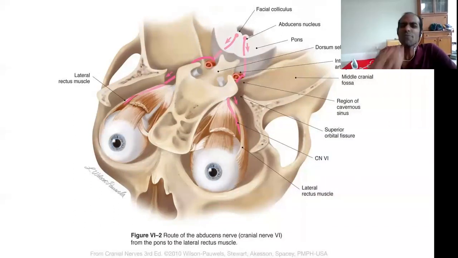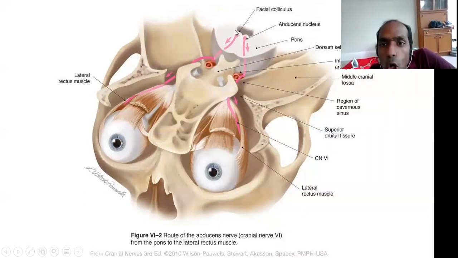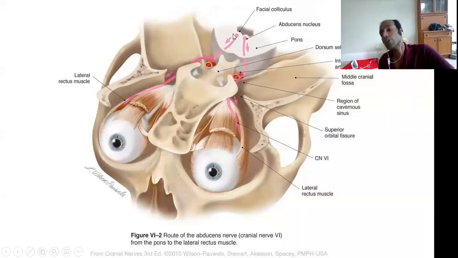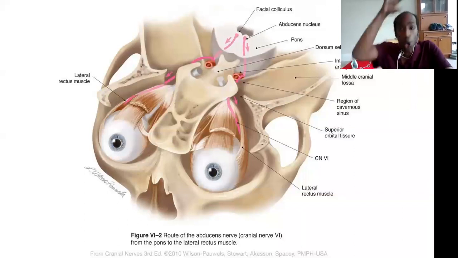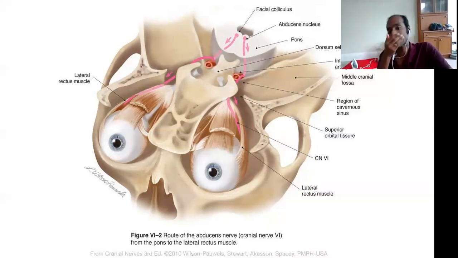In the pons, it is very close to the facial nerve nucleus. Facial colliculus again, that is the area overlying the facial nerve nucleus. And also, like in the midbrain, you get the corticospinal tracts.